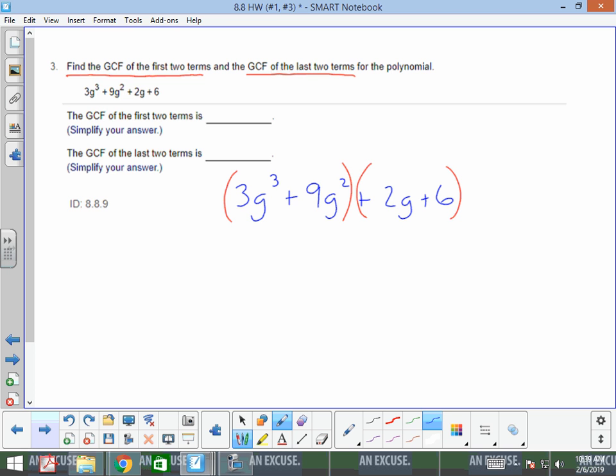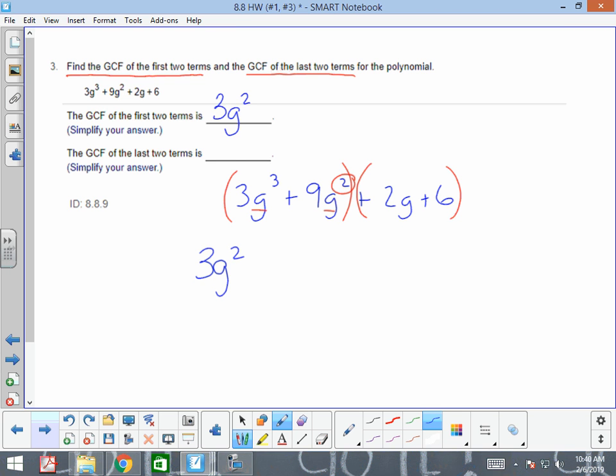So all they want is the greatest common factor of the first 2 terms. So they each will divide by 3, and they both have a g as part of their term. So we take the g with the smallest exponent. So that's 3g squared. So that's all they want for that particular answer. They don't want you to have to divide or anything like that.